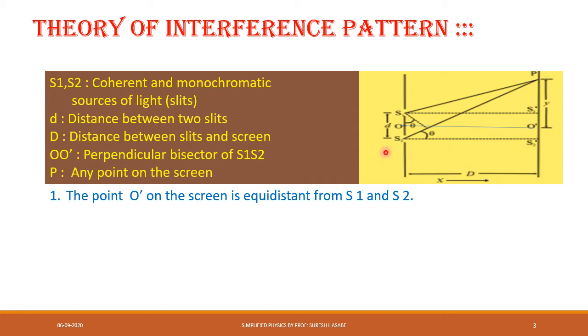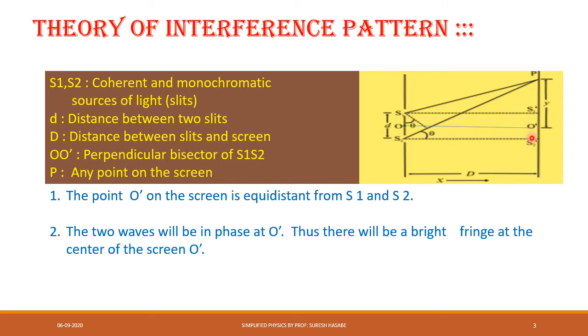Now, the point O dash on the screen is equidistant from S1 and S2. That means the wavelets from S1 and S2 reach point O dash simultaneously, and that's why the two waves will be in phase at O dash, and thus there will be a bright fringe at the center of the screen. That is, O dash is the center of the screen, and at this particular point a bright fringe or bright band takes place.